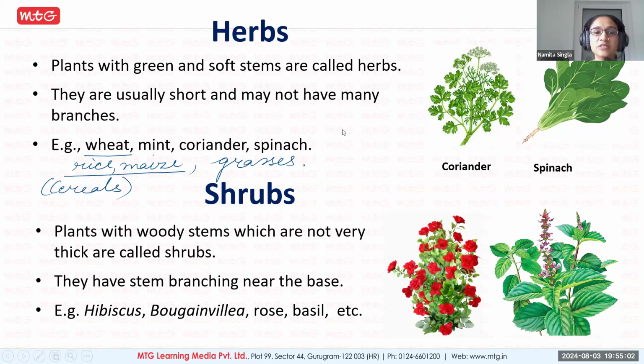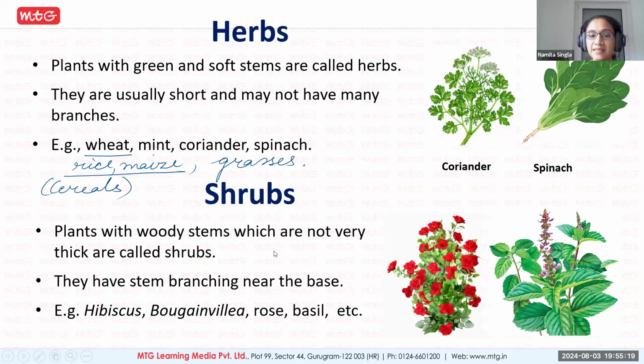So yes, plants with soft and green stems, they are usually very short. Their height is very small. They do not have many branches. They have branches, but not many branches. Cereals, that is wheat, rice, maize, grasses are there. Coriander, mint, spinach, these are all the examples of herbs.